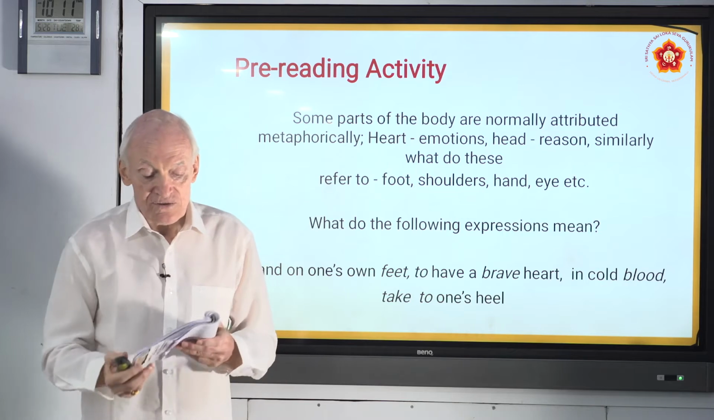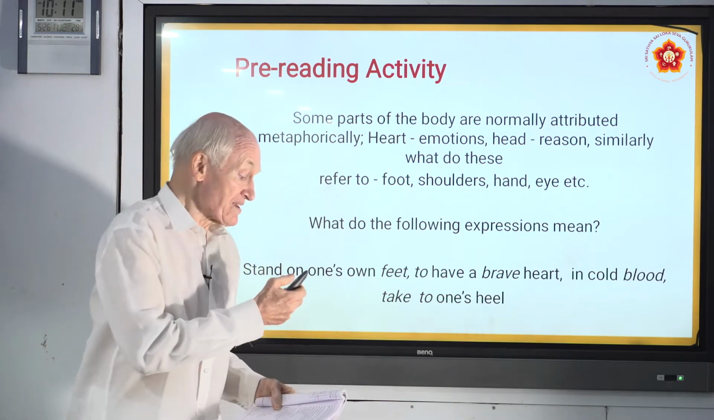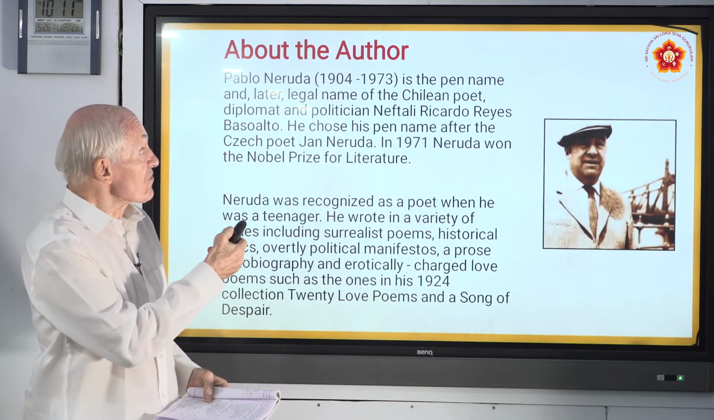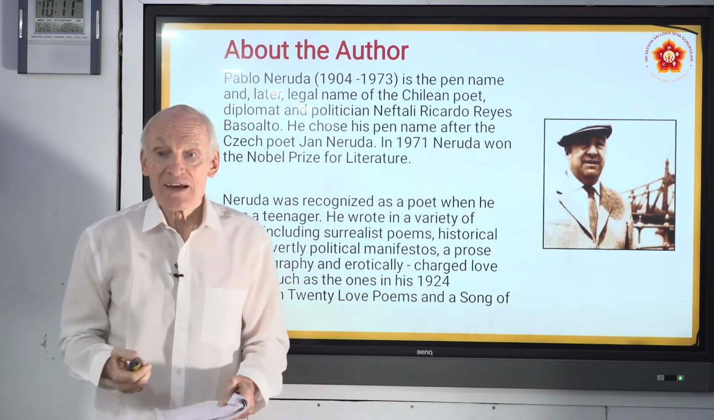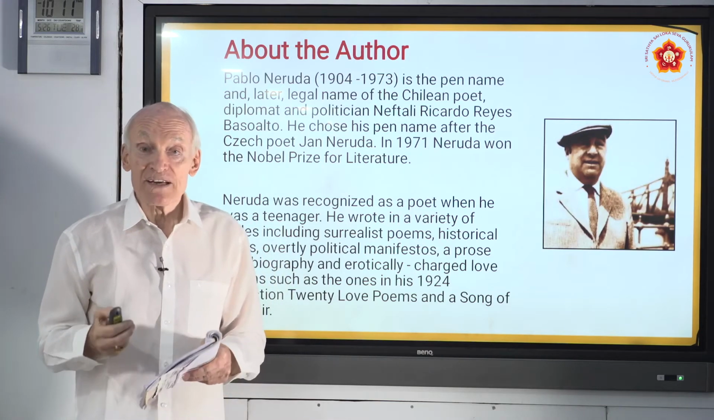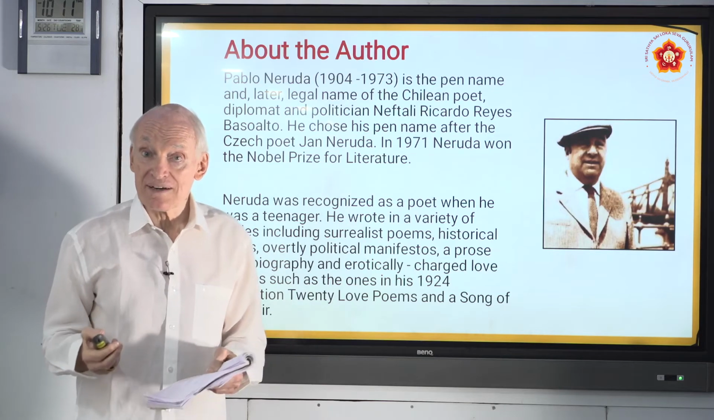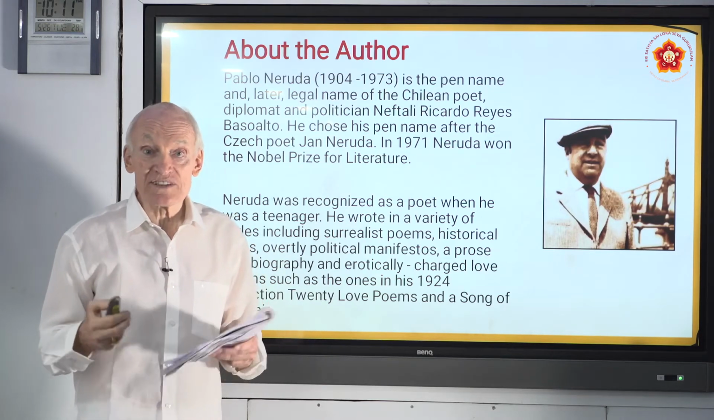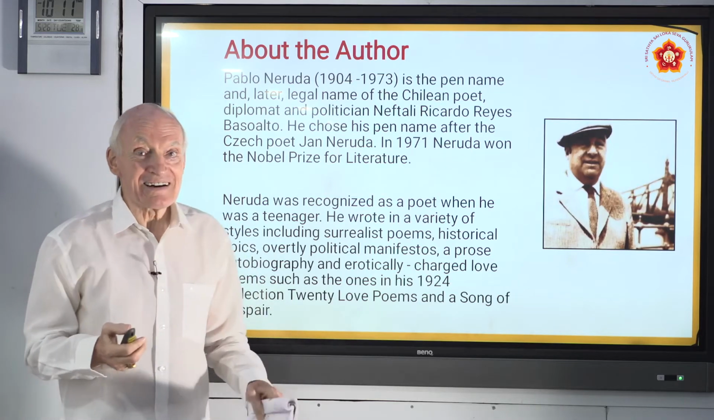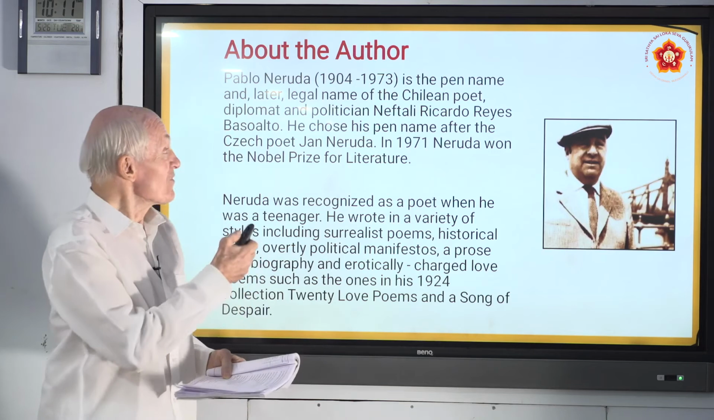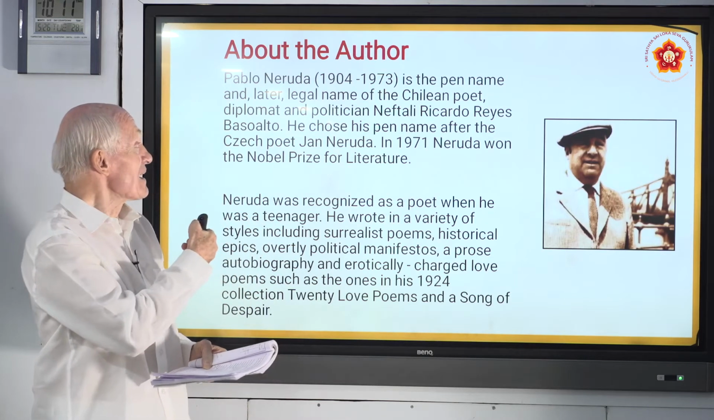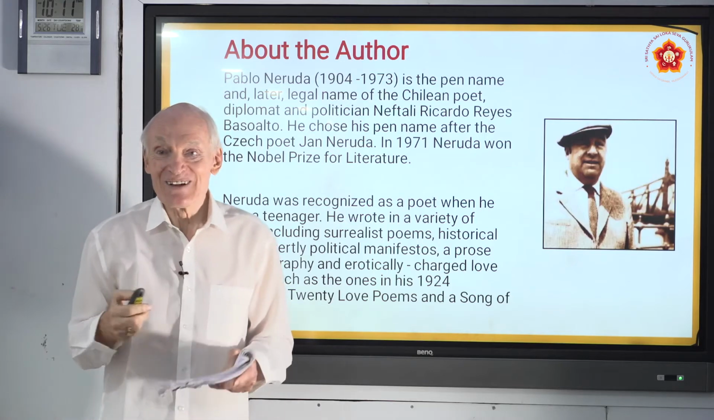So now let's go and understand a little bit about the author. Pablo Neruda, 1904 to 1973. He was born in Chile and lived most of his life in Chile. But he was a poet when he was very young. When he was just a teenager, he would see things in poetry. And so he had a Chilean name. His name was Neftali Ricardo Reyes Basolato. So that's a long name.